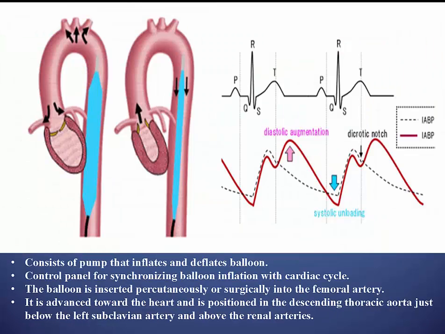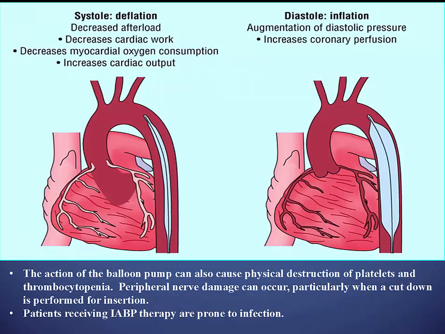The intra-aortic balloon pump consists of a pump that inflates and deflates a balloon. A control panel is used for synchronizing balloon inflation with the cardiac cycle. The balloon is inserted percutaneously or surgically into the femoral artery. It is advanced toward the heart and positioned in the descending thoracic aorta just below the left subclavian artery and above the renal arteries. The action of the balloon pump can also cause physical destruction of platelets and thrombocytopenia.